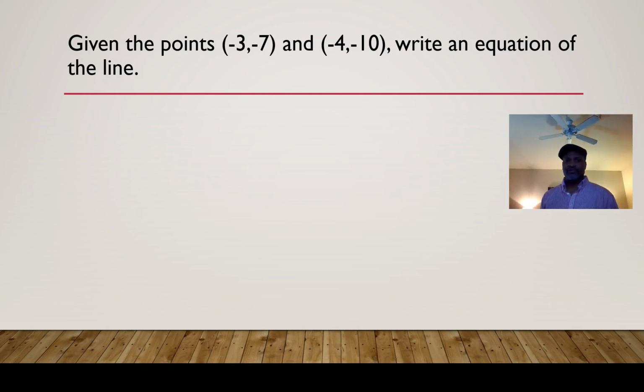So given 2 points, let's put the whole thing together. Let's say I give you the points -3, -7 and -4, -10, and we want to write the equation of the line. Since we have 2 points, we're going to go ahead and label them. We don't know the slope, so we need to use the slope formula. If we get the difference of the y's over the difference of the x's, we'll get 3.